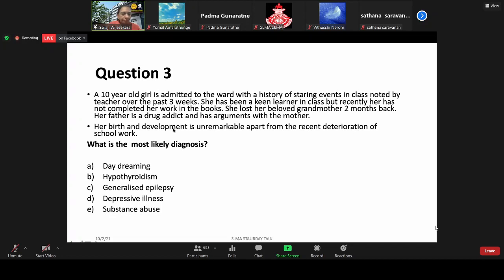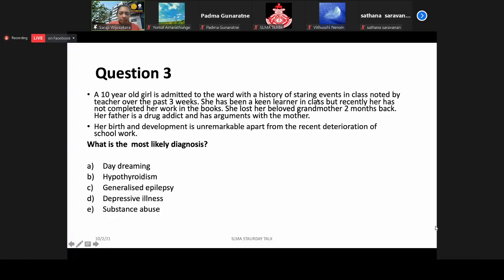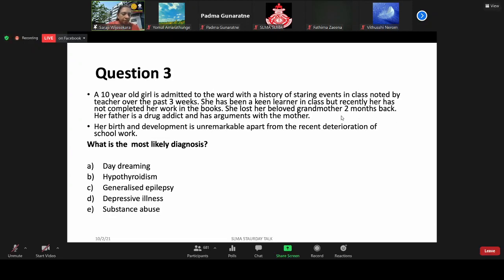Right, question number 3. Now, this 10-year-old girl is admitted following these events in the class. Also in class, she has not completed her written work in the books over the last 3 weeks. She lost her grandmother 2 months ago, and her father is a drug addict. She had a lot of problems at home. Birth and development are normal, and the examination is unremarkable apart from the recent deterioration in schoolwork. So what is the most likely diagnosis here? Daydreaming, hypothyroidism, generalized epilepsy, depressive illness, or substance abuse.